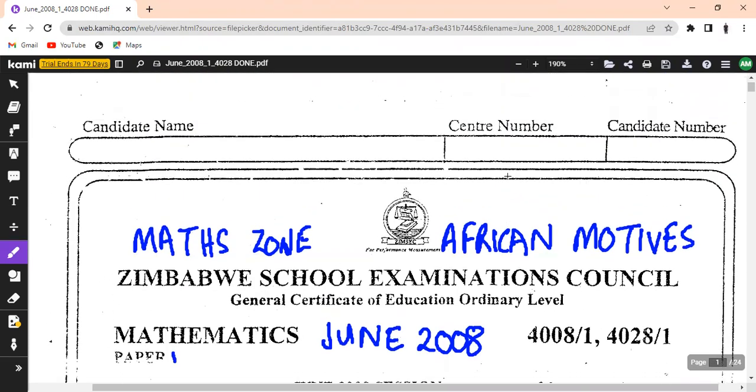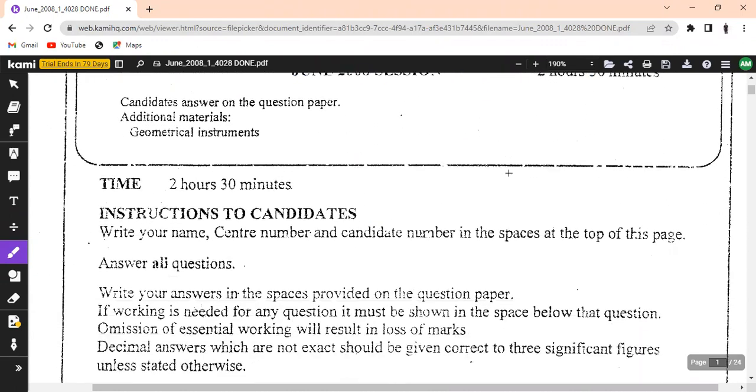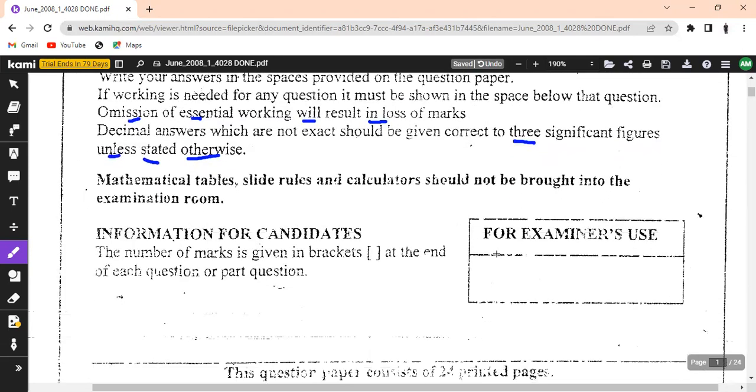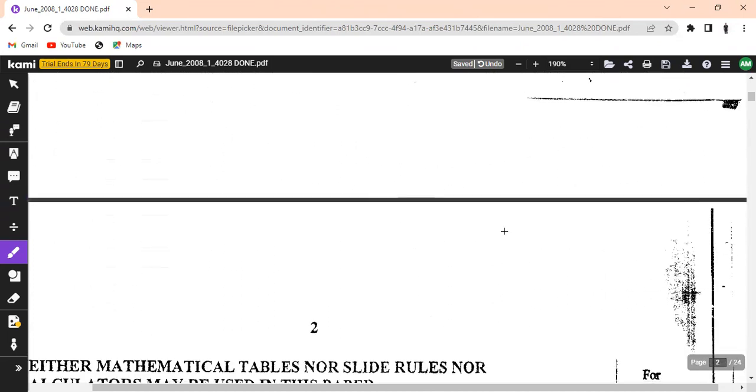If you are to cross-check here, that is a 2-hour, 30 minutes paper. Make sure that you read your instructions, all of them. The most important part here is the issue of working, that you must have everything, because omission of essential working will result in the loss of marks. And the decimals, which are not exact, should be given correct to 3 significant figures. That is, if your answer is not exact, please make sure that you follow these unless stated otherwise. Also, mathematical tables, slide rules, and calculators are not allowed in this paper. All right, so that was it, guys, from this part.